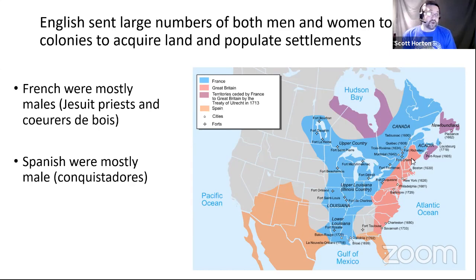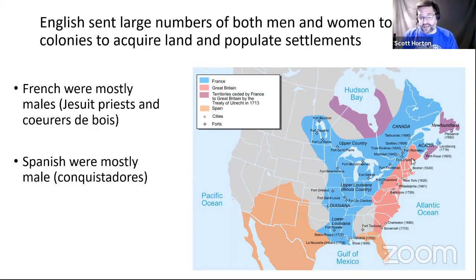The French don't bring a whole lot of females here. They're mostly males. They're made up of two different groups. If you're a reader of the American Pageant, as my students are, the coureurs de bois, or the runners of the woods, the fur traders, they come mostly male. Jesuit priests, of course, in the Catholic religion, only males can be priests. They were often referred to as the Black Robes by Native American peoples. So it's mostly males coming to the French Empire, or the Blue Empire that you see on the map there.